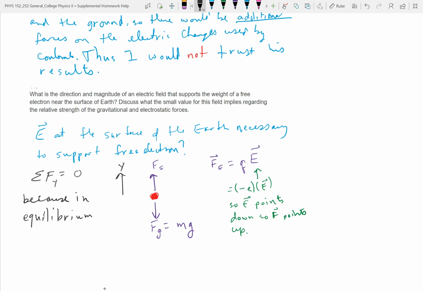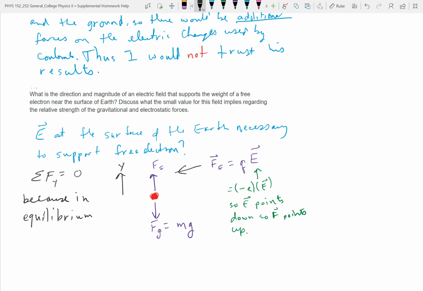And since the force due to the electric field vector is Q times the electric field vector, and Q is negative for an electron, that tells us the electric field direction has to be the opposite direction of the force due to the electric field. Hence, the electric force is up, so the electric field has to point down. So we got the direction already, points down, by looking at our free body diagram and the equation for electric force. Now we turn to Newton's second law.